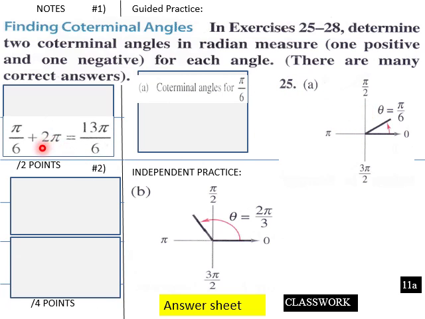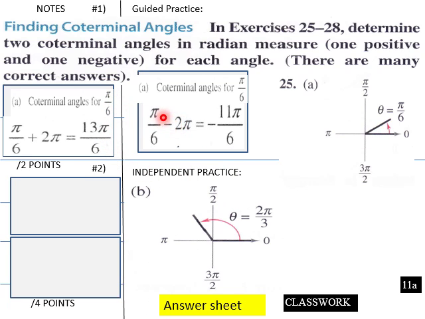So we're going to add 2 pi to pi over 6, and that'll give us 13 pi over 6. So that'd be 2 pi, that'd be 12 over 6 pi, then one more pi over 6 will give us 13 pi over 6. That'd be one coterminal for pi over 6.